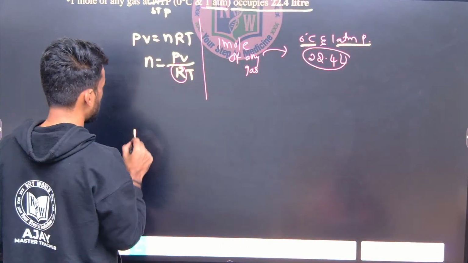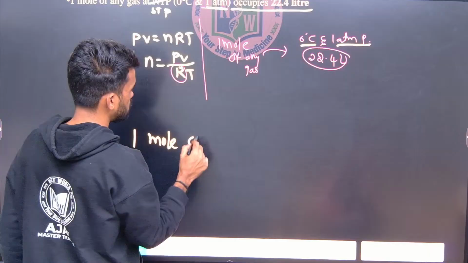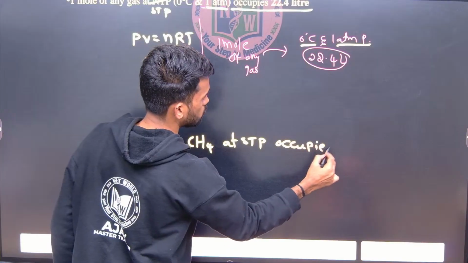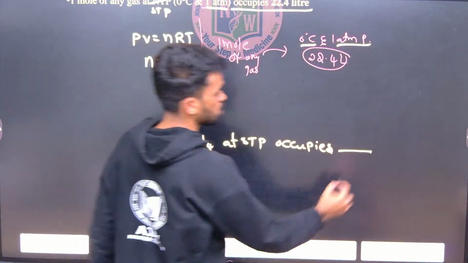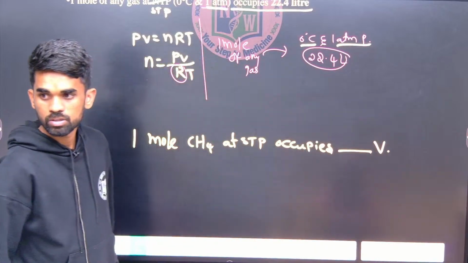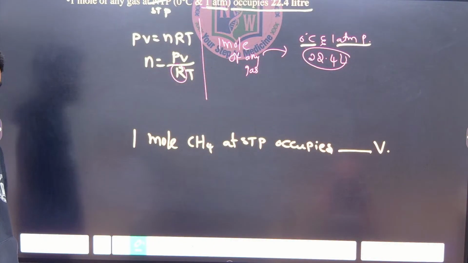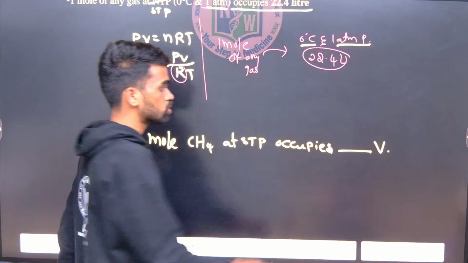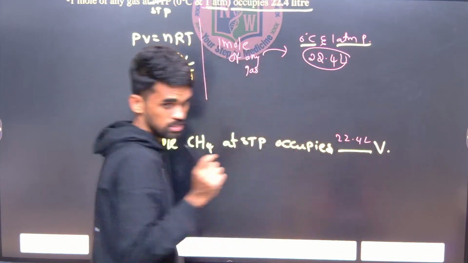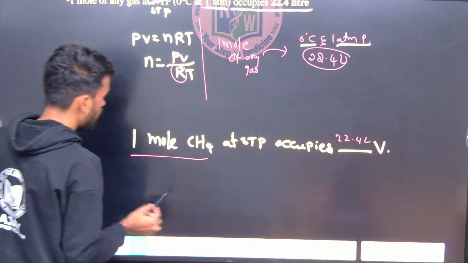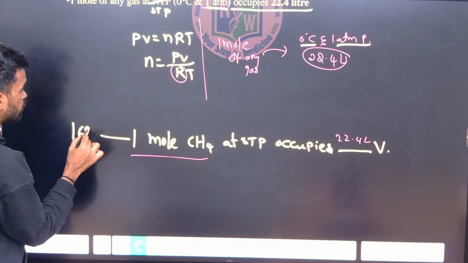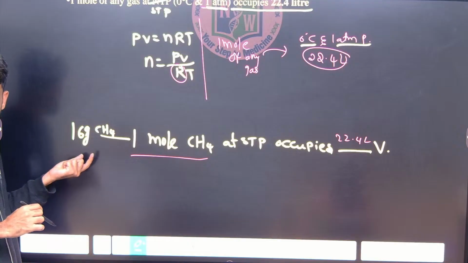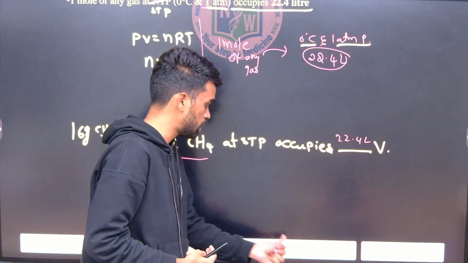Now if I say 1 mole of methane gas at STP occupies how much volume? Tell me how much volume it occupies. Nothing to calculate here. I am saying 1 mole of any gas occupies how much? So 22.4 liters should be your answer. Okay. Now instead of saying 1 mole, I can also say 16 grams of methane. Can I say it like that or not? So 1 mole is nothing but 16 grams of methane only, right? Okay. Now I am changing this a little bit.